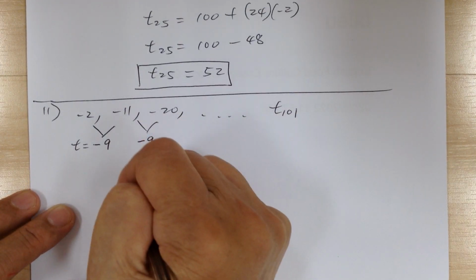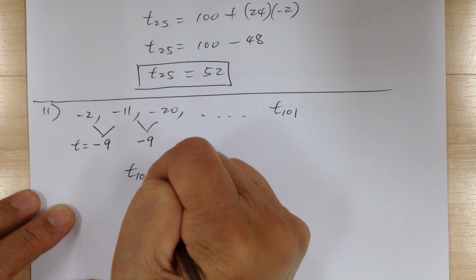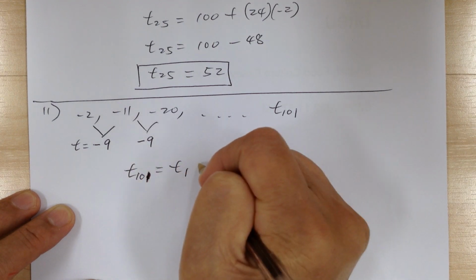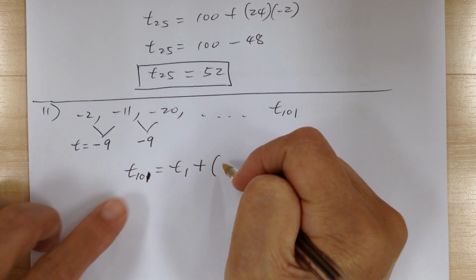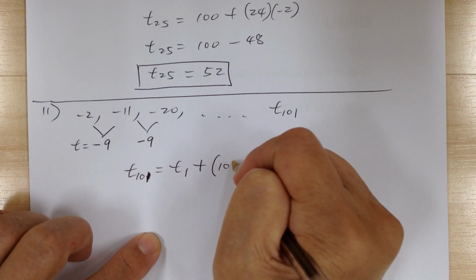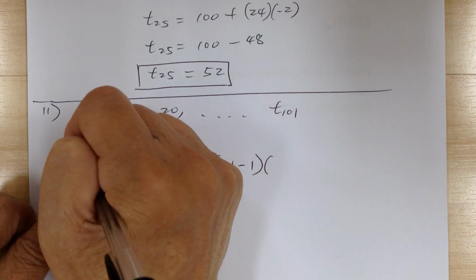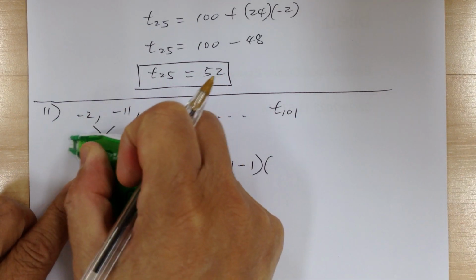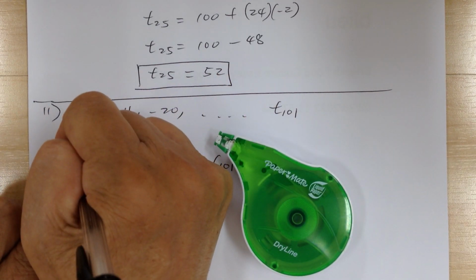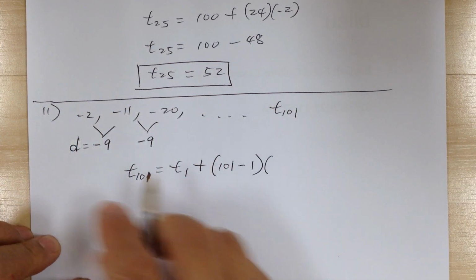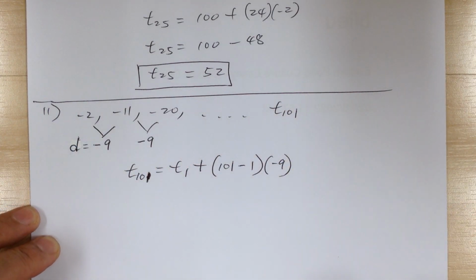So let's look for T of 101 equal to T1 plus, you use 101 and 1, so you have to use 101 and 1, okay? And times by D, this is D, not T. Sorry about that. So D equal to negative 9, okay?